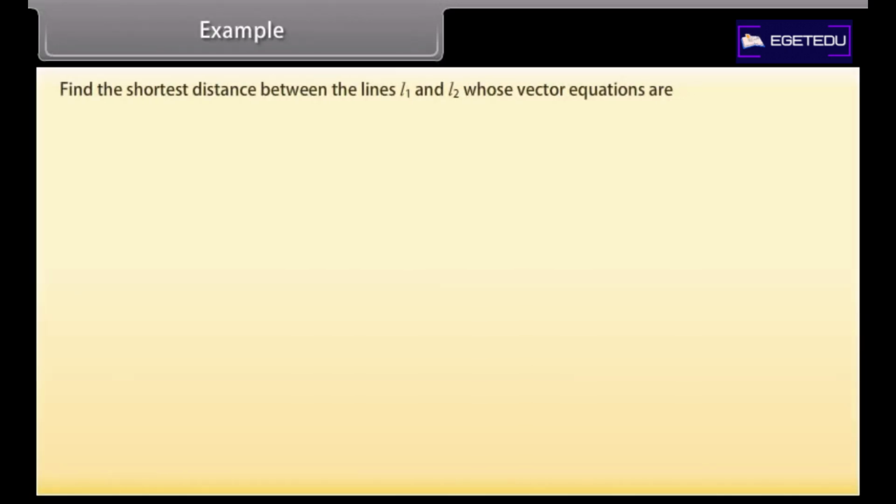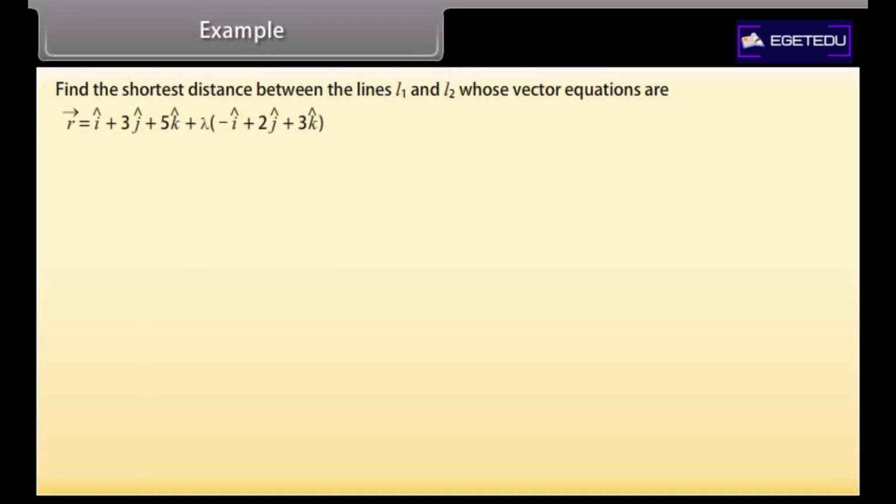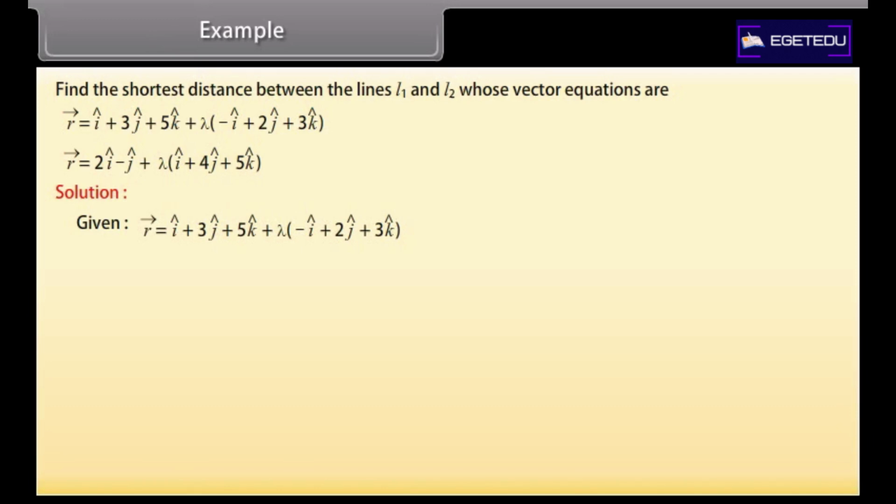Example. Find the shortest distance between the lines L1 and L2 whose vector equations are vector r equals i cap plus 3 j cap plus 5 k cap plus lambda times minus i cap plus 2 j cap plus 3 k cap, and vector r equals 2 i cap minus j cap plus mu times i cap plus 4 j cap plus 5 k cap. Solution. Given the same two equations.